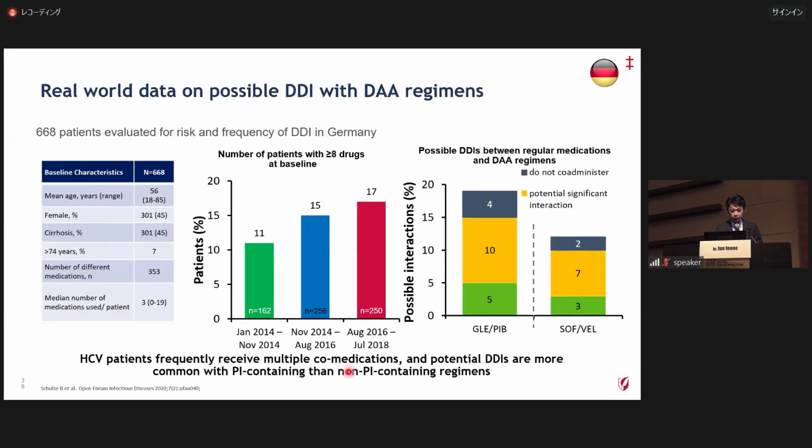This paper from Germany shows an increasing number of patients were prescribed more than 8 drugs at baseline from 2010 to 2018. So there are many patients prescribed with other drugs, and also this data shows sofosbuvir has less drug-drug interaction with other drugs.